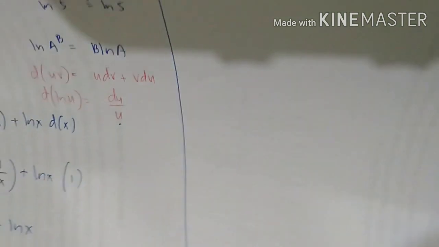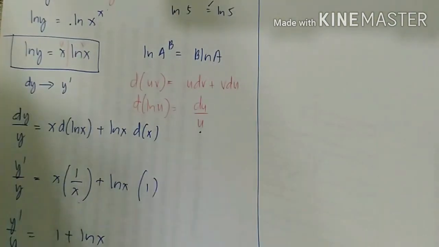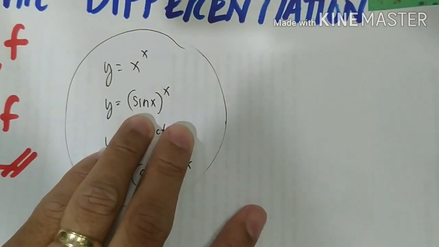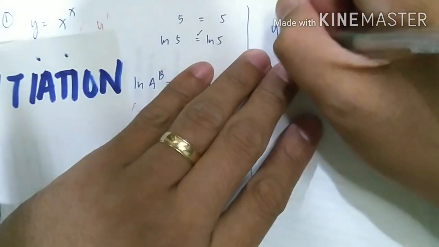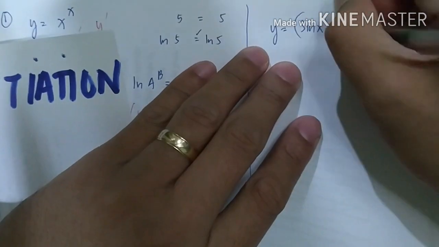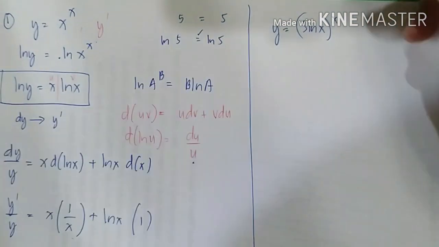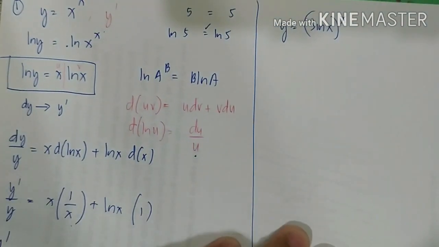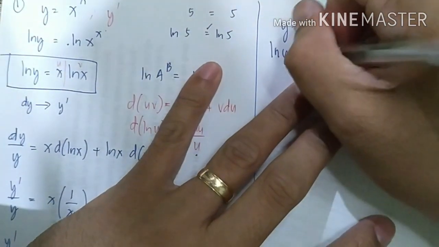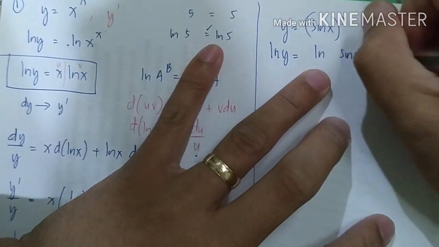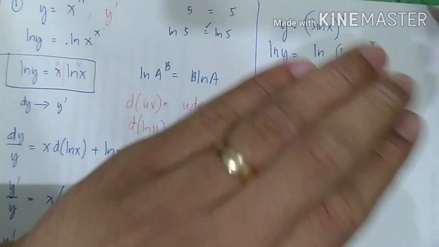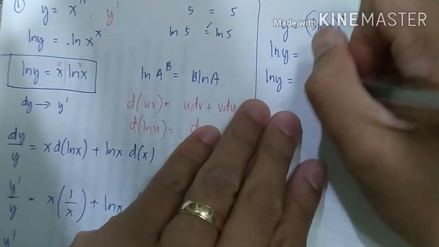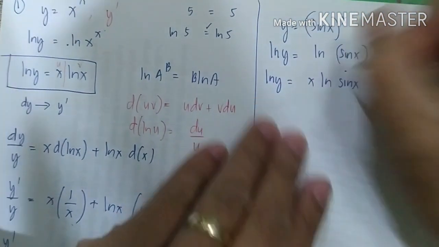Number 2. Di ba, ang sabi natin, ang example number 2 natin is when y is equal to sine x raised to x. So, we have y is equal to sine x raised to x. So, if y is x raised to x, ganun pa rin ang gagawin natin. We just have to put ln on both sides. So, magiging ln y is equal to ln sine x raised to x. Kasi nga, that's the only way para yung exponent bumaba. So, magiging ln y is equal to x ln of sine x.